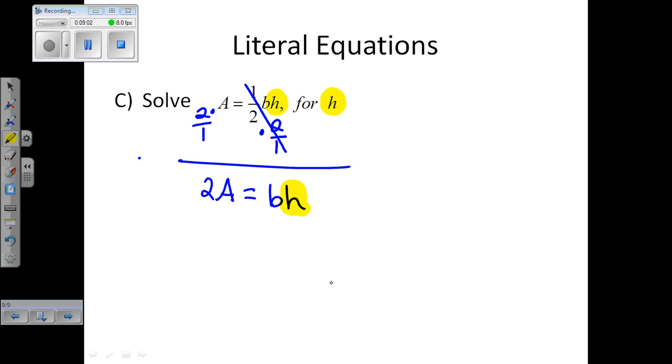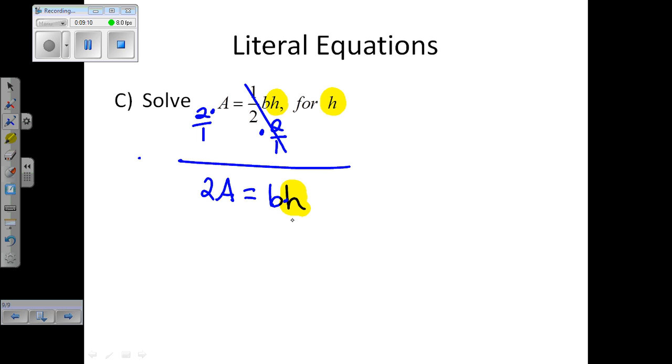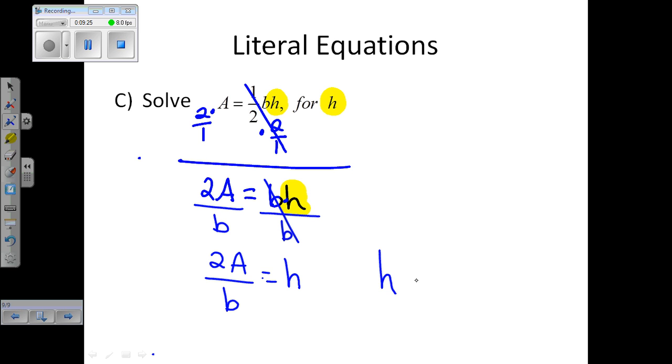Now I still have my h here. I still have not gotten my h isolated yet, but I have to do one more step to do that, and that is to get rid of the b. And since this is b times h, I can divide by b here, and then divide this whole side by b, and I get h is equal to 2A over b. So my final answer would just be h equals 2A divided by b.